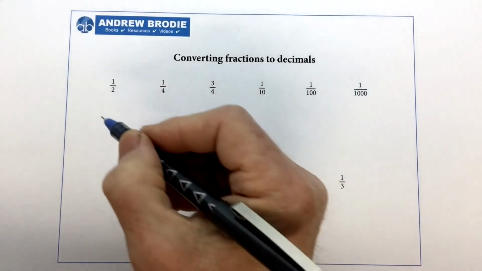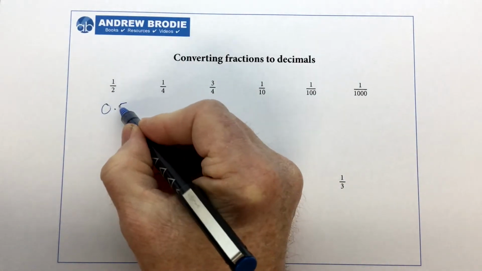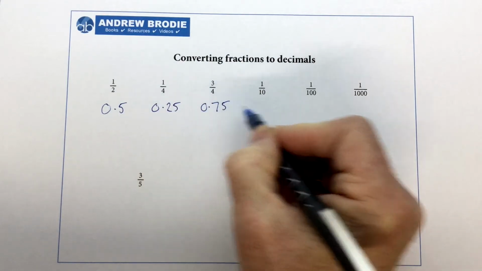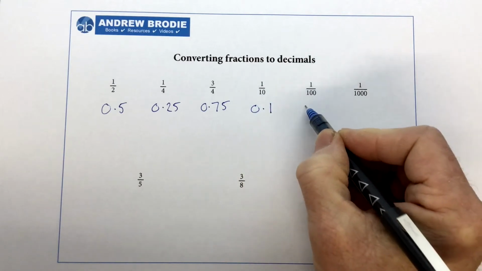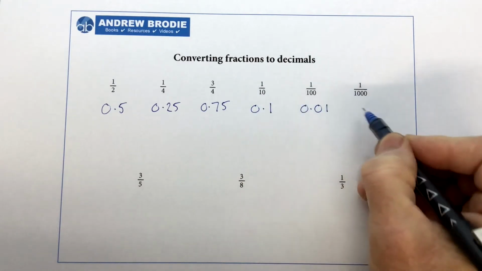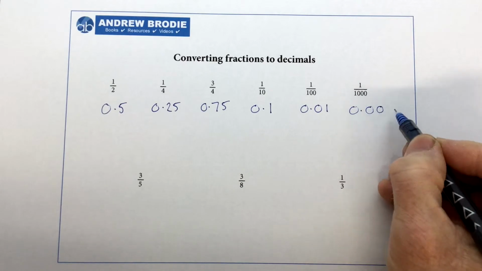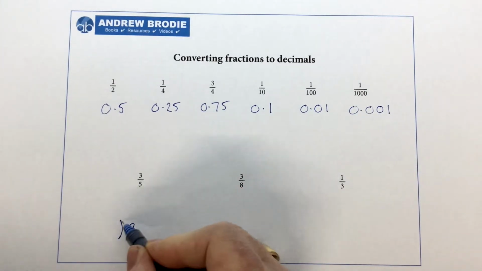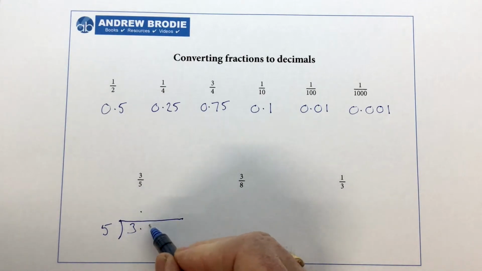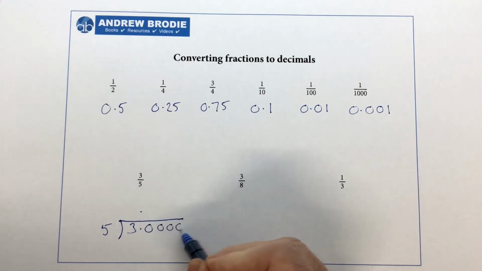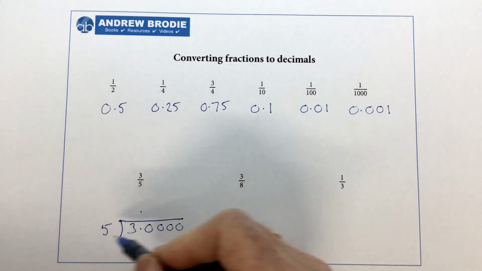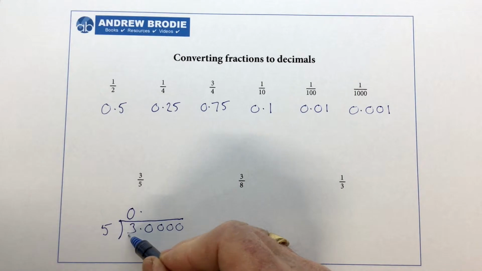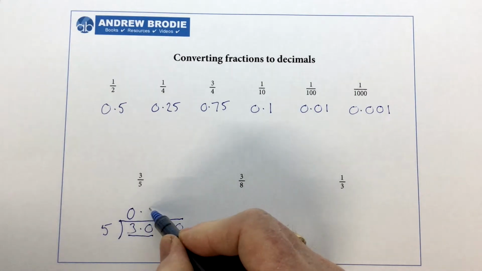Some of these you will know already, so that one is 0.5, 0.25, 0.75, 0.1, 0.01, 0.001. With these, it's easier to do the top divided by the bottom, and you're probably going to need a decimal point and maybe some zeros. Look, there's a decimal point on the top line. 5 into 3 won't go, put a 0. The 3 comes with us, so now we've got 30. 5 into 30 goes 6 times.